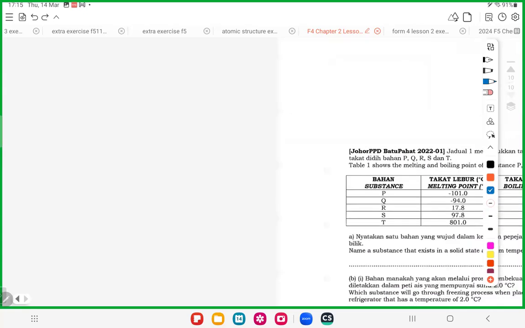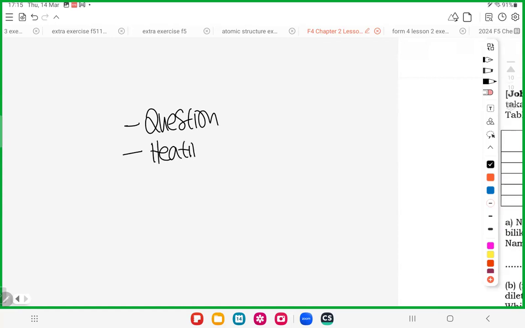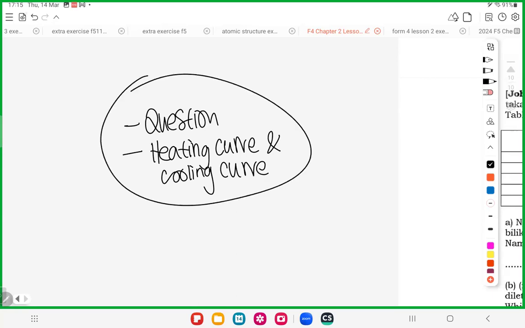Okay, so guys, today, we will do 2 things. Today, there's only 2 things we should do. Number 1, I'll discuss 1 question with you. Then I'll teach you a new concept called heating curve and also cooling curve. I will teach you heating curve and also cooling curve. So this is our main objective for today.